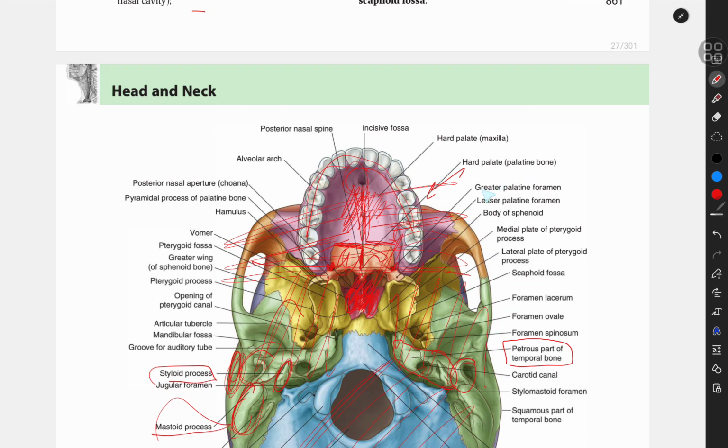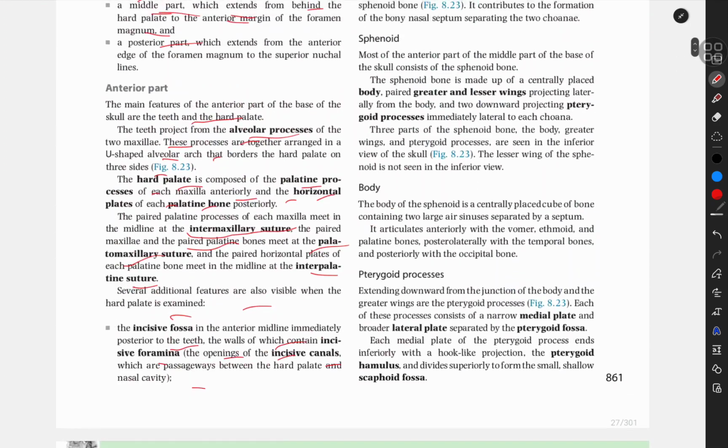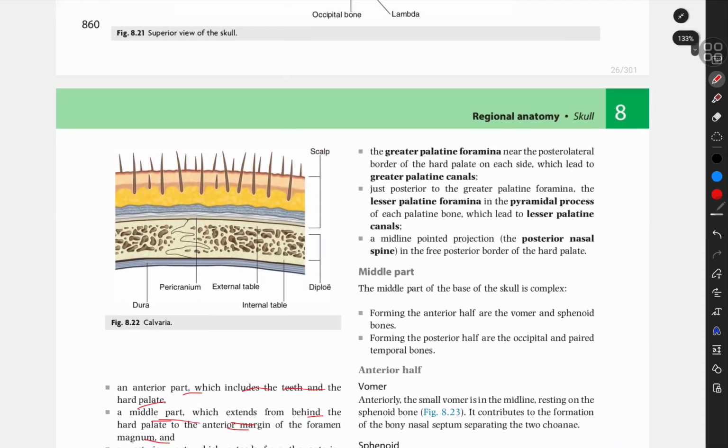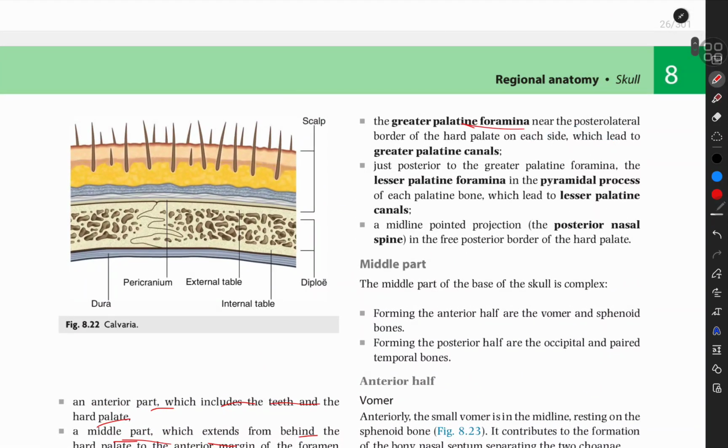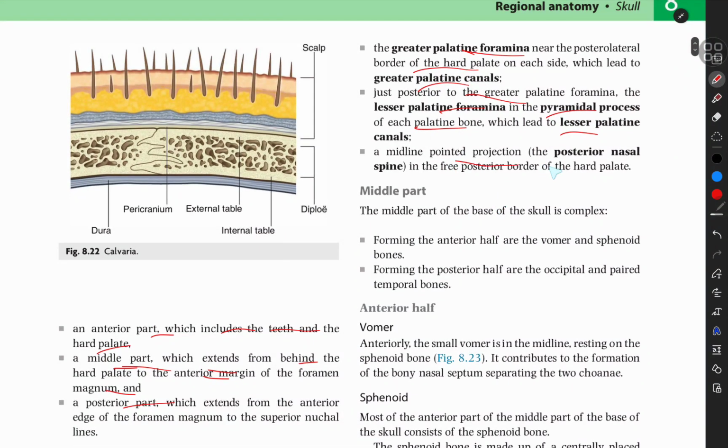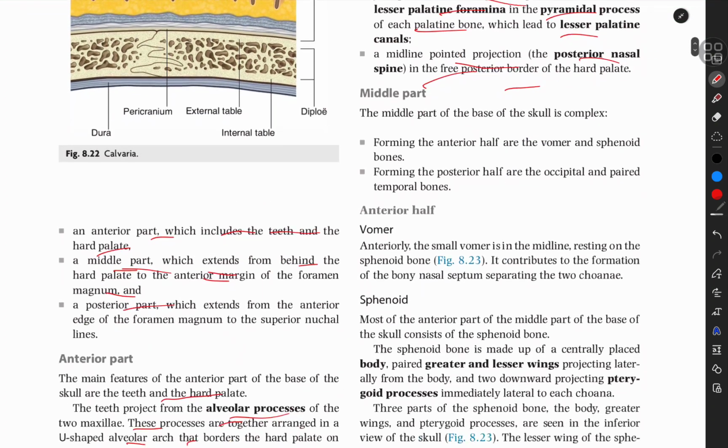Greater palatine foramen and lesser palatine foramen. Greater palatine foramen near the posterior lateral border of the hard palate on each side will lead to the greater palatine canals. Just posterior to the greater palatine foramen, the lesser palatine foramen in the pyramidal process of each palatine bone will lead to the lesser palatine canals. The midline pointed projection, the posterior nasal spine, is in the free border of the hard palate.